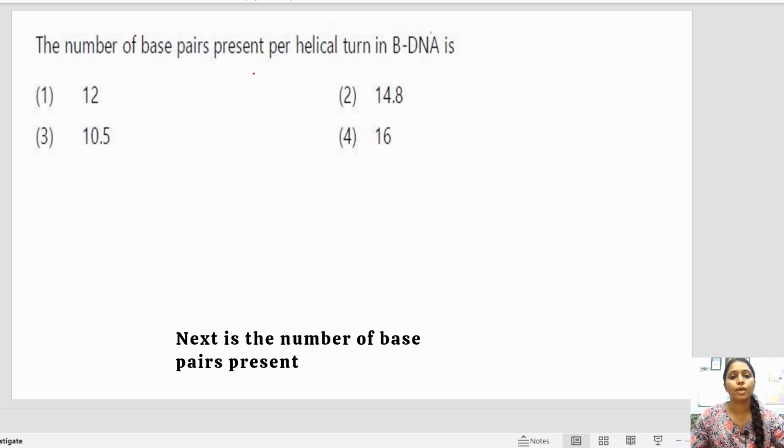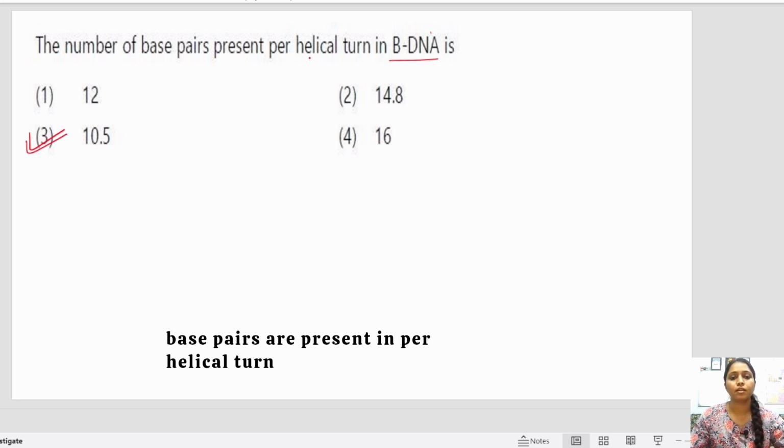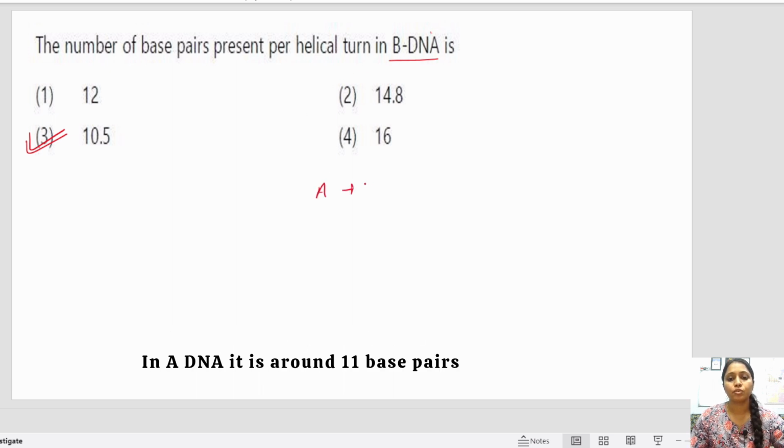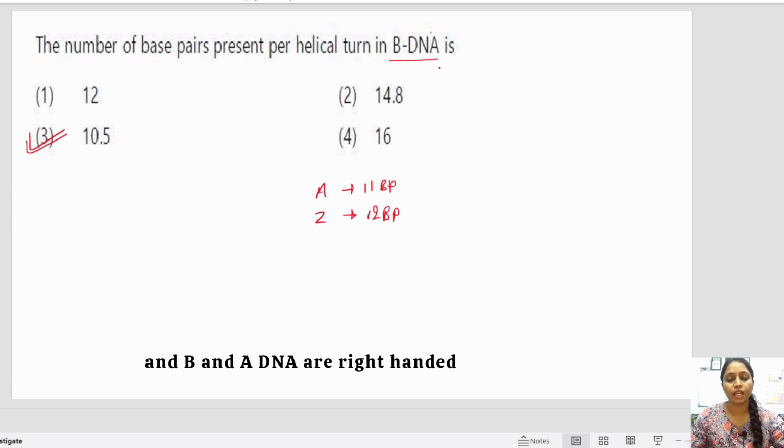Next is: the number of base pairs present per helical turn in B-DNA. So in B-DNA we all know that 10.5 base pairs are present per helical turn. In A-DNA it is around 11 base pairs, and in Z-DNA it is around 12 base pairs. B and A DNA are right handed, while Z-DNA is left handed.